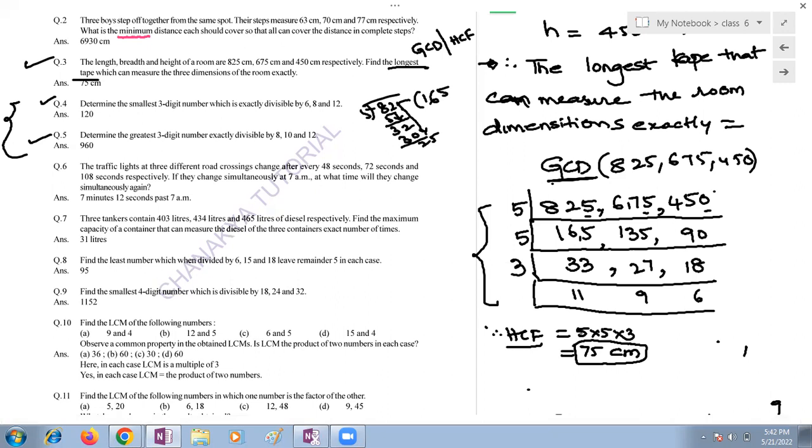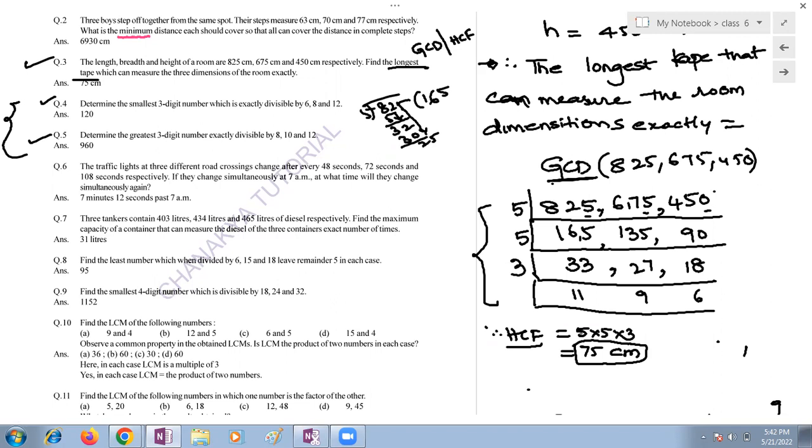Okay. Anyway, children, 75 centimeters is the longest tape that can measure the room dimensions exactly. What is the longest? Ma'am, shall we play a quiz now? One minute. Questions 4 and 5 are exceptional questions, children. More important questions. Determine the smallest 3-digit number which is exactly divisible by 6.